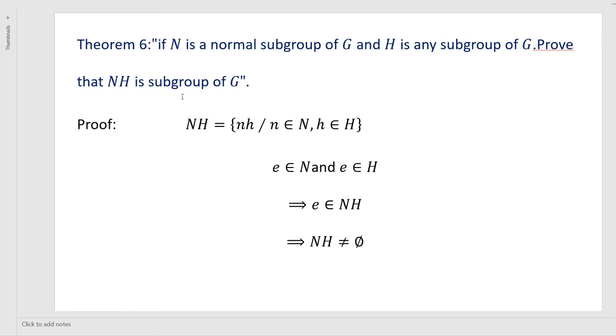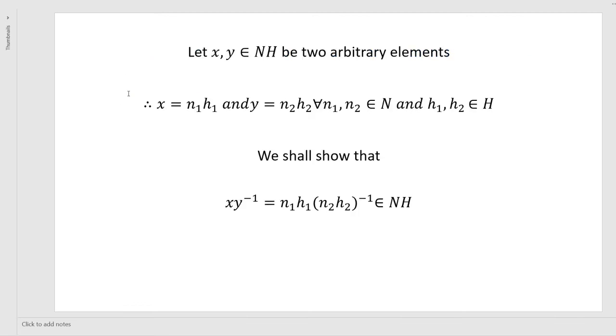Next, I prove this is a subgroup; we have to prove NH is a subgroup. Subgroup means if you take x and y from this set, x y inverse also belongs to this set. So next, consider.